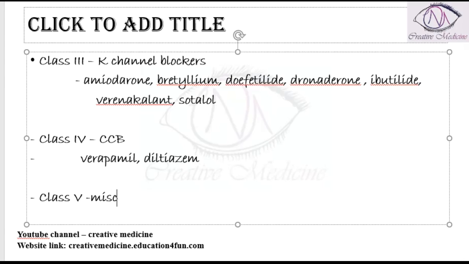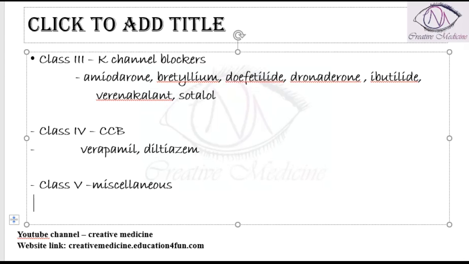Then we have class 5. Class 5 mainly contains miscellaneous drugs. The miscellaneous drugs of class 5 are potassium, adenosine, digoxin, atropine, and magnesium.